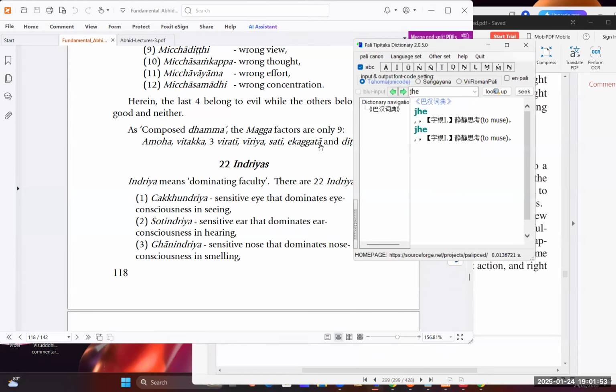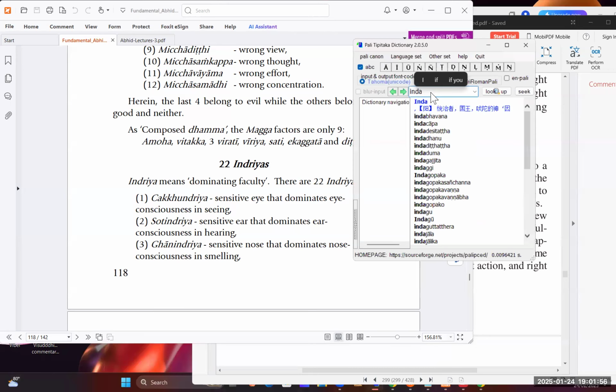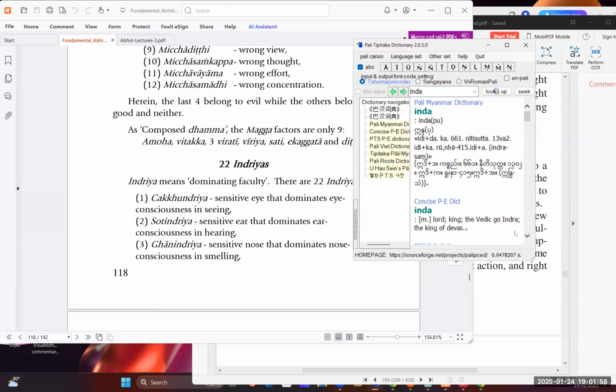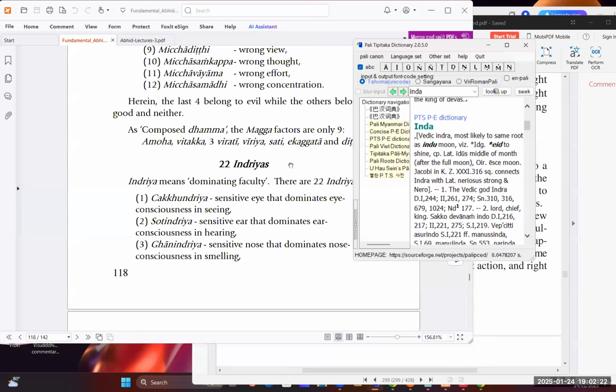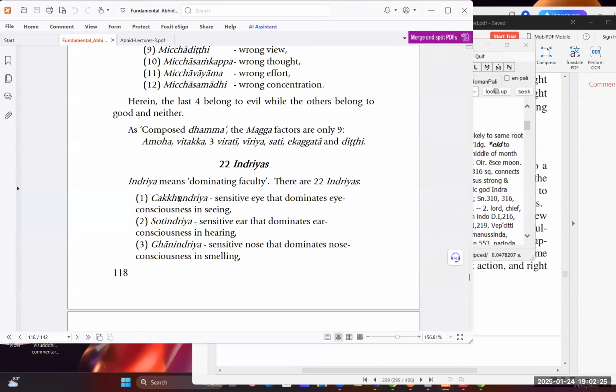So this word has to do with the Pali word Inda. Inda is Lord, King, like another word, Indra. If you know, there are a lot of Indian males or females whose name is Indra. The meaning is king of the Devas. So from this word Indra or Inda, you have Indriya, with the suffix iya. So it's like a king, meaning it can control. Like the sensitive eye, your retina, it dominates the eye consciousness in seeing.